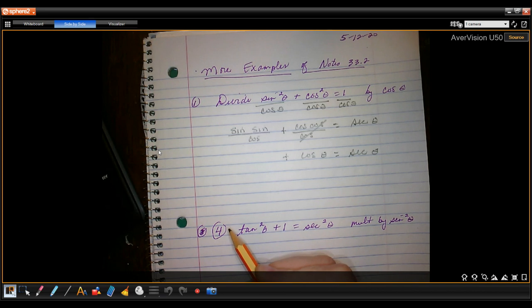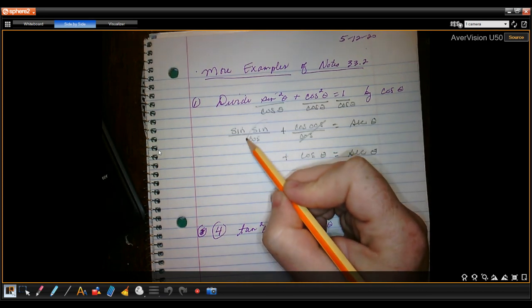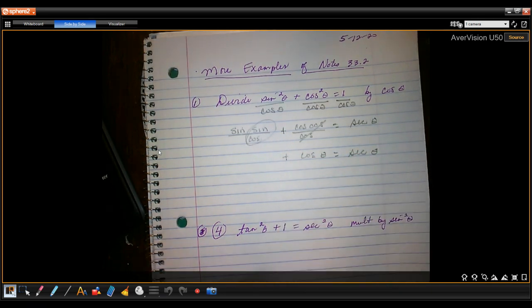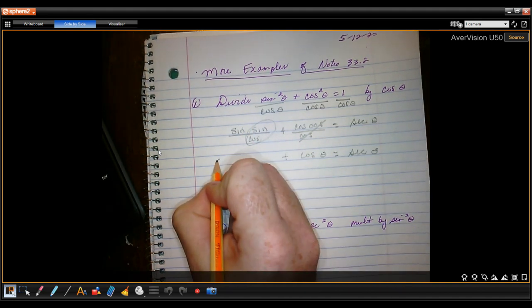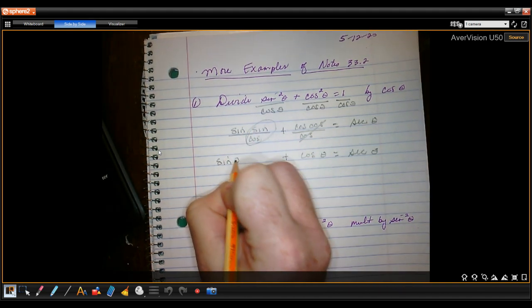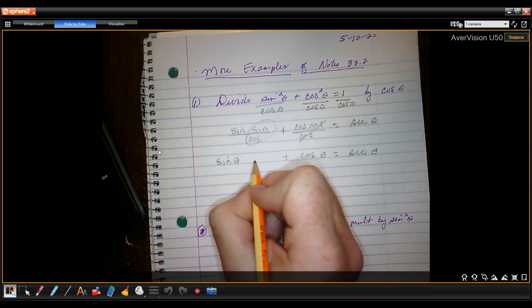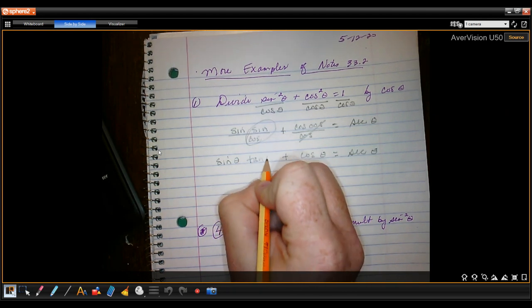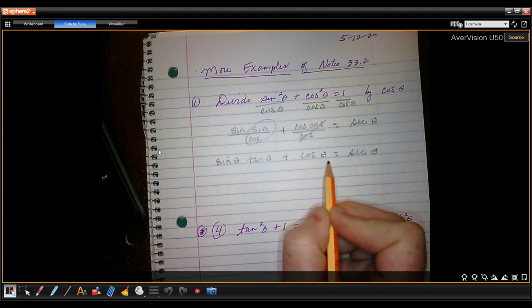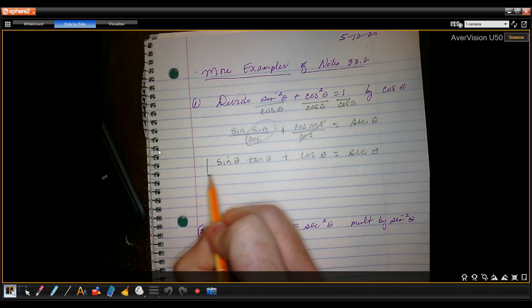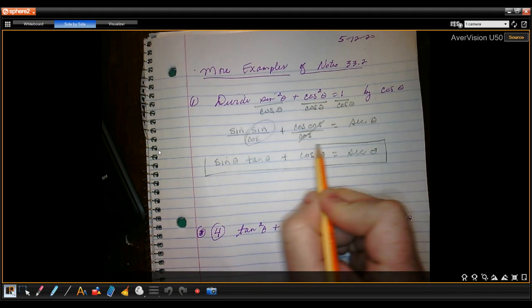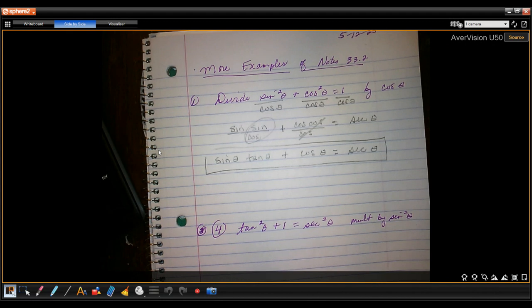Then here, what I'm doing is this sine over cosine right there is the same thing as what? Tangent. So here I'm left with sine theta times tangent theta plus cosine theta equals secant theta. So here is another trig identity and how I approached it.